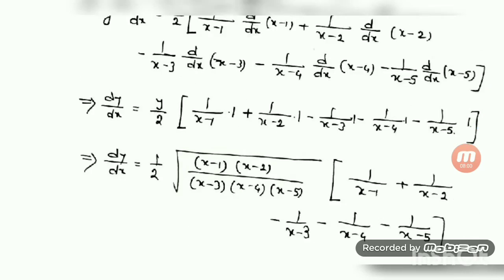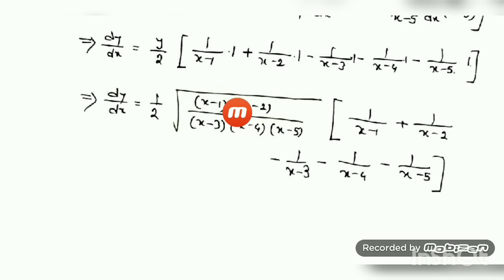So put the value here: 1 by x minus 1 plus 1 by x minus 2 minus 1 by x minus 3 minus 1 by x minus 4 minus 1 by x minus 5. And this is your answer. Hope you understand the method. After this, let us proceed to question number 3.